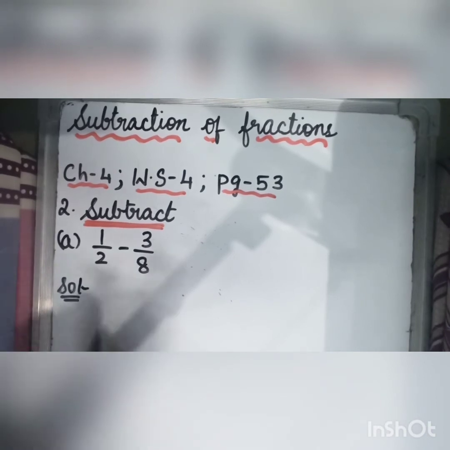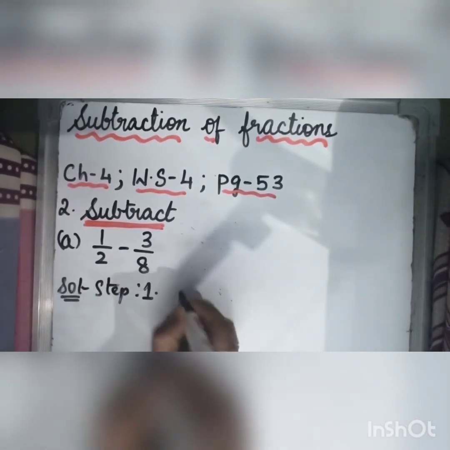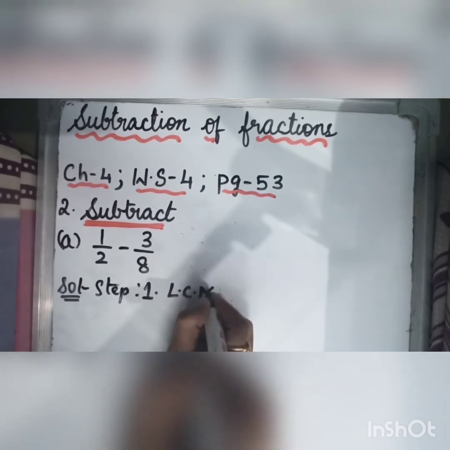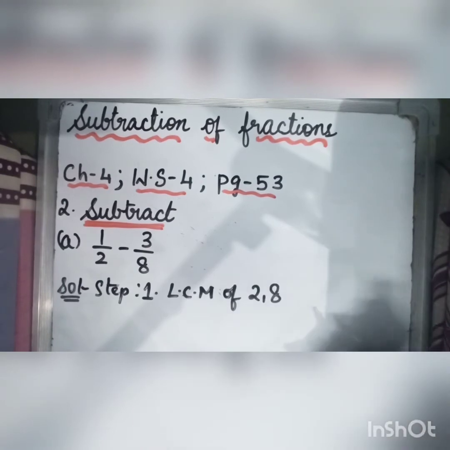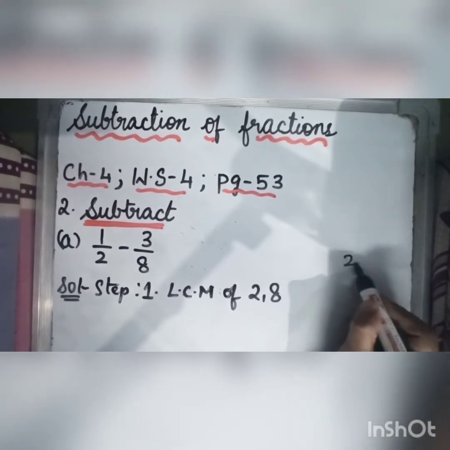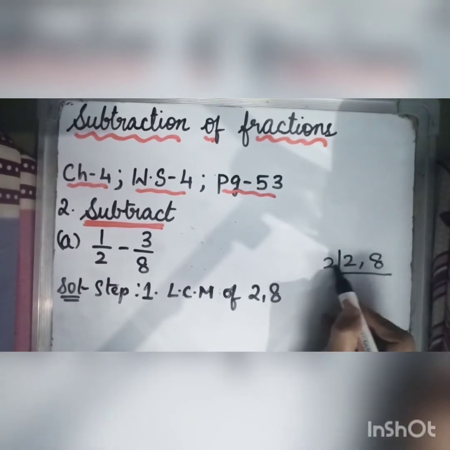So we have to first take the LCM of the denominators, that is 2 and 8. What is the LCM of 2 and 8? In the rough column you can do the prime factorization and find out.